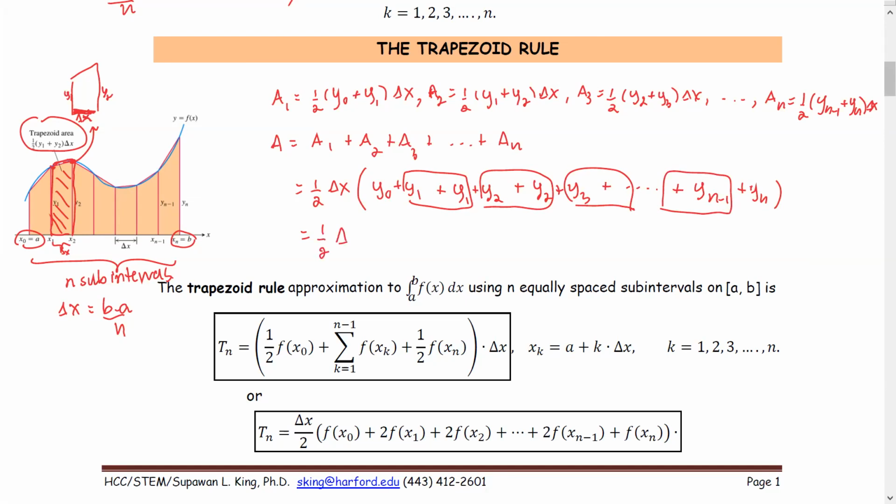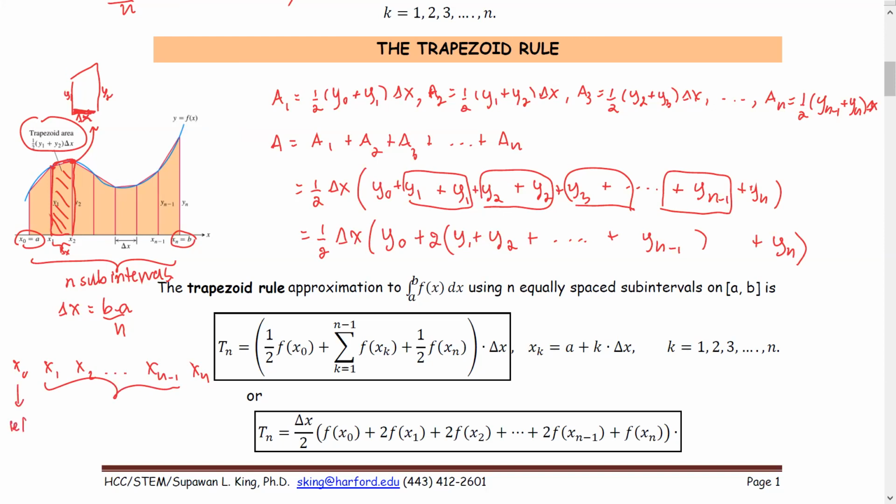So we have the formula as 1/2 delta x, the left end function value plus the right end function value plus twice the sum of the interior points. So the interior points, if you have x0, x1, x2, all the way to xn, the interior points are the points x1, x2, until x_{n-1}. And x0 is the left end. The xn is the right end point, or the point A, point B.